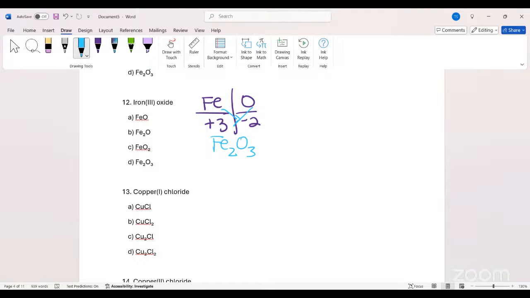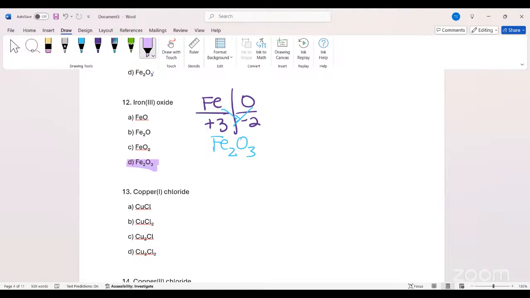So yes, excellent job. All of you all that got D, way to go. Very good job. Y'all are on point. Y'all know what you're doing. I love it. Can you all do number 13?